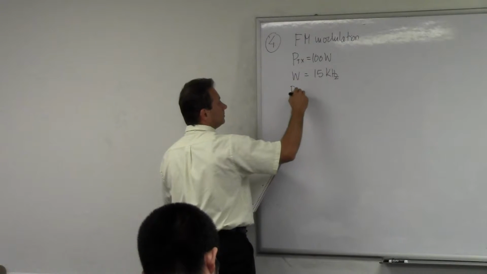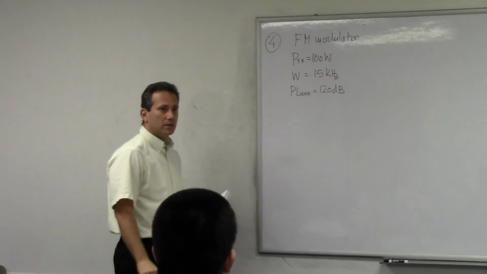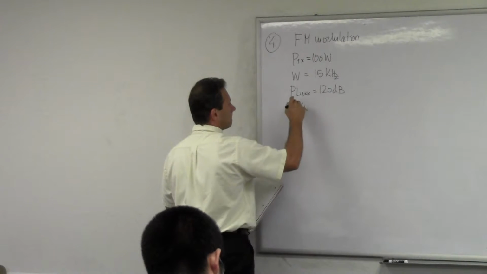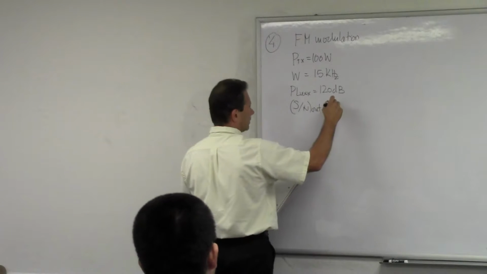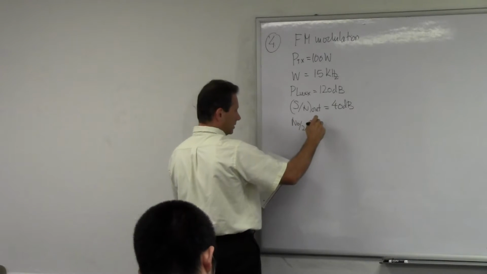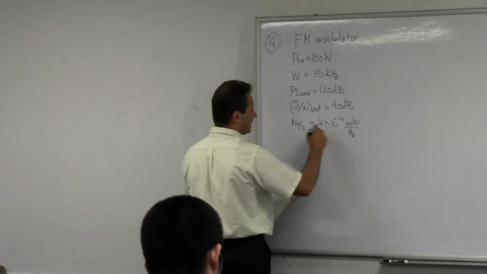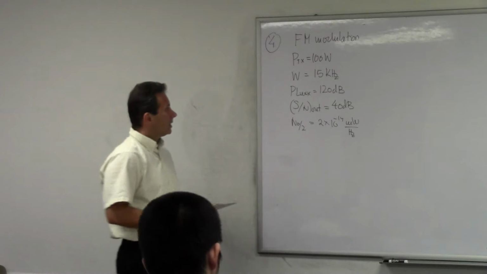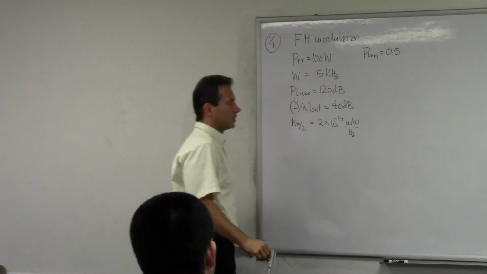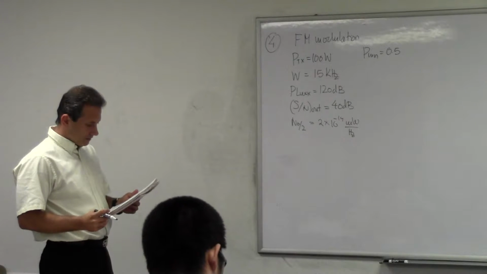Path loss maximum is 120 dB. That's the maximum path loss that I need to overcome in my system. Signal-to-noise ratio at the output is 40 dB. And then the double-sided power spectral density is 2 times 10 to the minus 14 milliwatts per hertz. And then the power of the message normalized is 0.5. So I'm still working with a single tone. Determine the minimum signal power at the receiver.